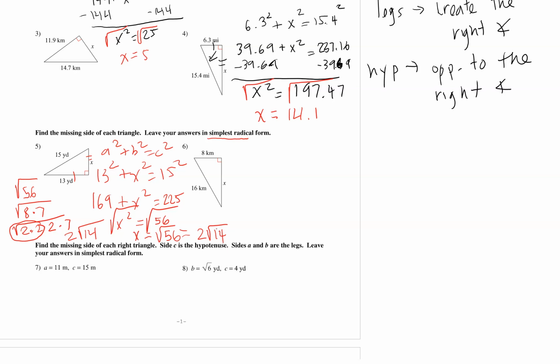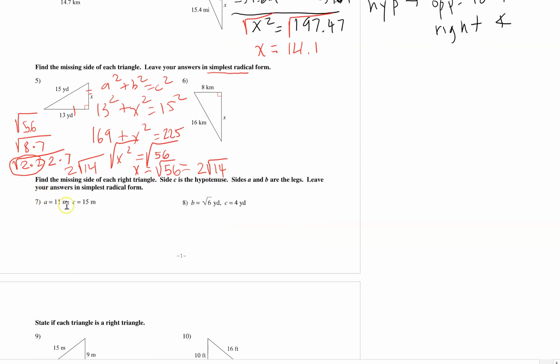So number 6 is very similar. Keep it in radical form. So let's look at this. 7 and 8, same thing. Find the missing sides. You're not given the triangle. You're given the letters. So they are telling you in the directions that sides A and B are the legs, right? So therefore C must be the hypotenuse. So make sure you're plugging it in carefully.